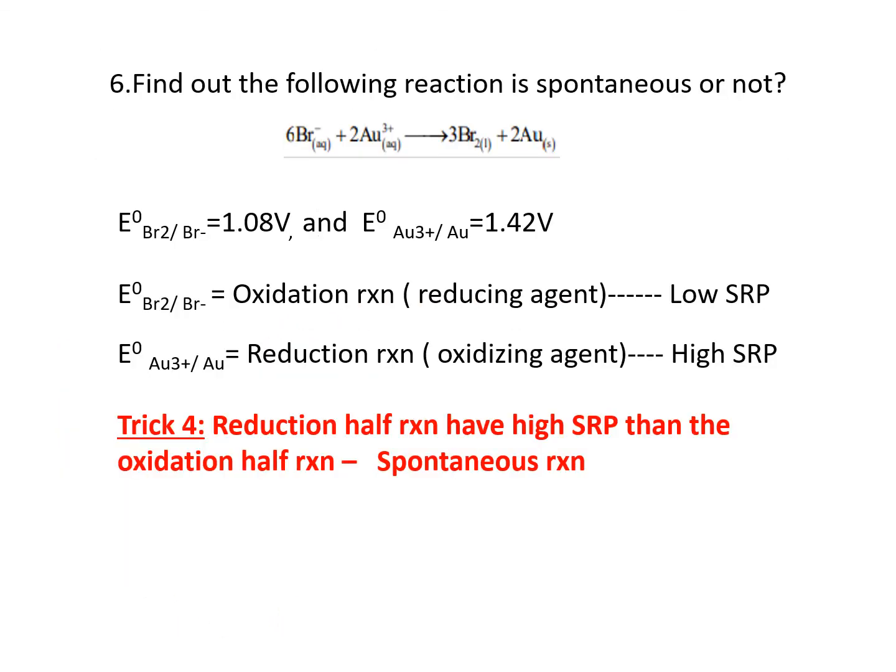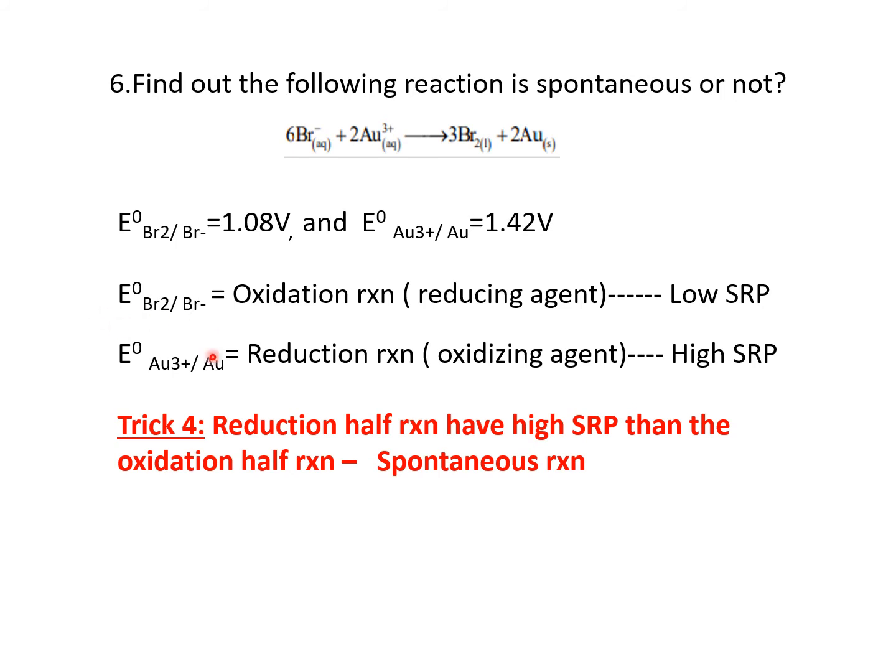Answer is C. Sixth one, find out whether the following reaction is a spontaneous reaction or not. See, bromine electrode potential is given and gold is also given. How to find out whether the reaction is spontaneous or not? If the reduction potential of the half cell reaction of reduction is higher, then that is a spontaneous reaction.